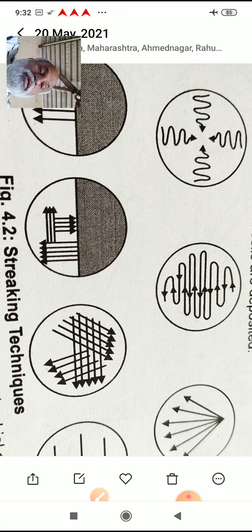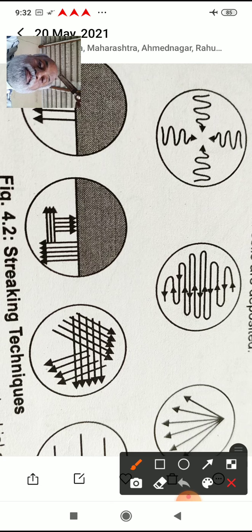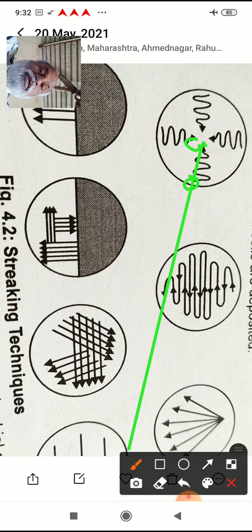You can have the streaking in this manner. See here, you put the inoculation needle here, go up to this place, and like this you can do the streaking in 4 points on the culture medium. The second is this one, we have discussed it.